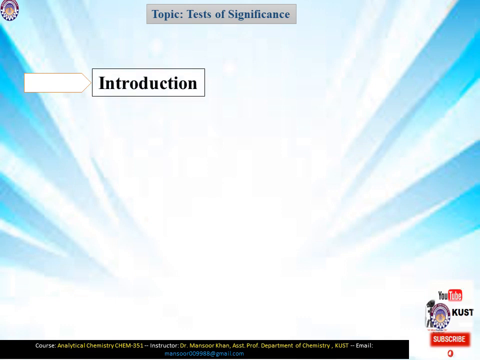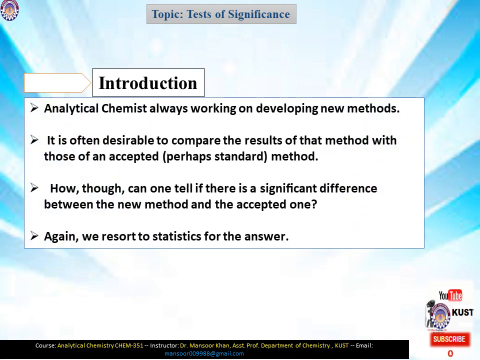For example, when analytical chemists develop a method by performing experiments, they often compare it with other accepted methods which are present in the literature. Now, whether your method is significant or non-significant, statistics will basically tell us. So today's lecture is about tests of significance, which are some of the parameters of statistics which will clarify whether your developed method is significant or non-significant.